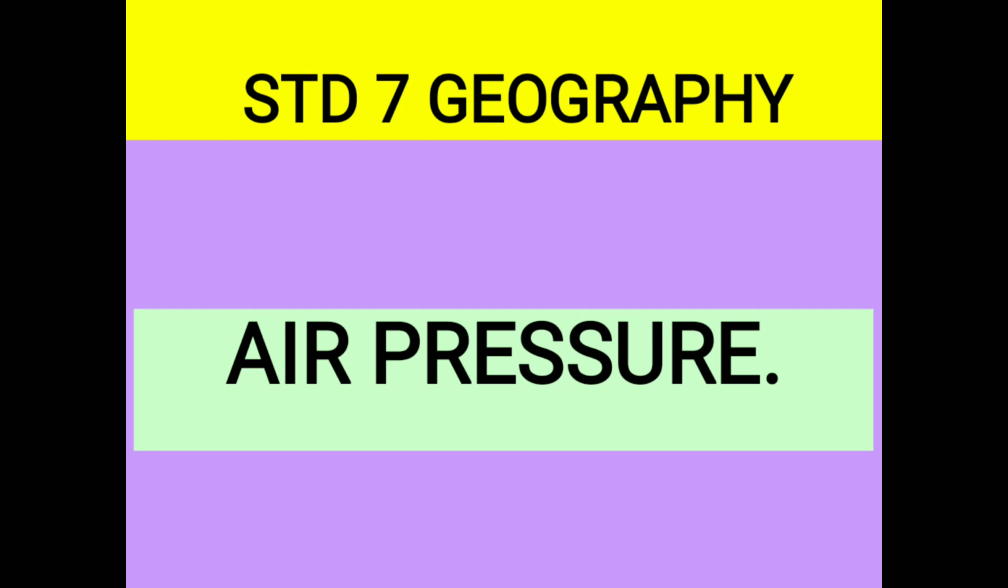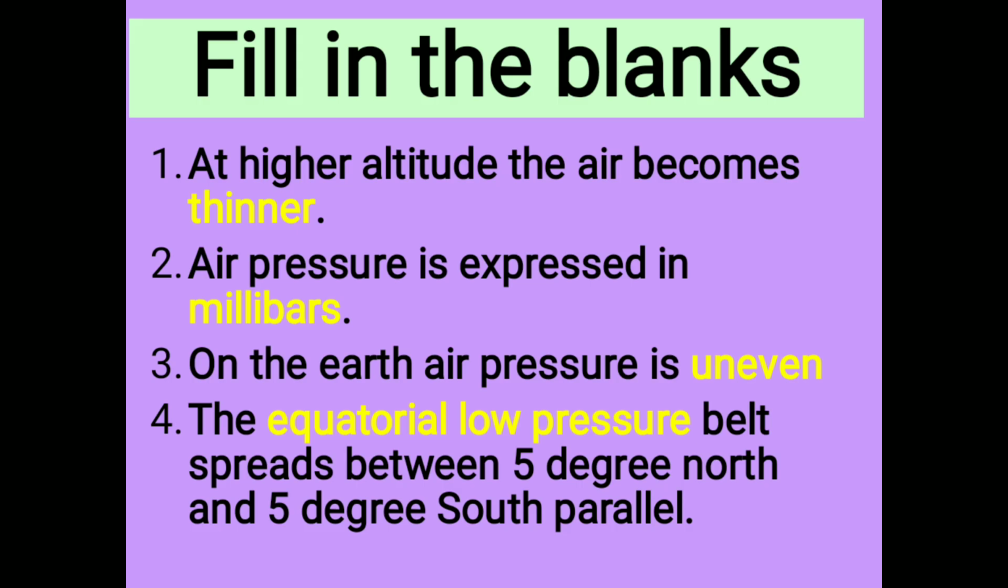Standard 7th Geography. Name of the lesson: Air pressure. Fill in the blanks. Number 1. At higher altitude, the air becomes thinner. Number 2. Air pressure is expressed in millibars. Number 3. On the earth, air pressure is uneven. Number 4. The equatorial low pressure belt spreads between 5 degree north and 5 degree south parallel.